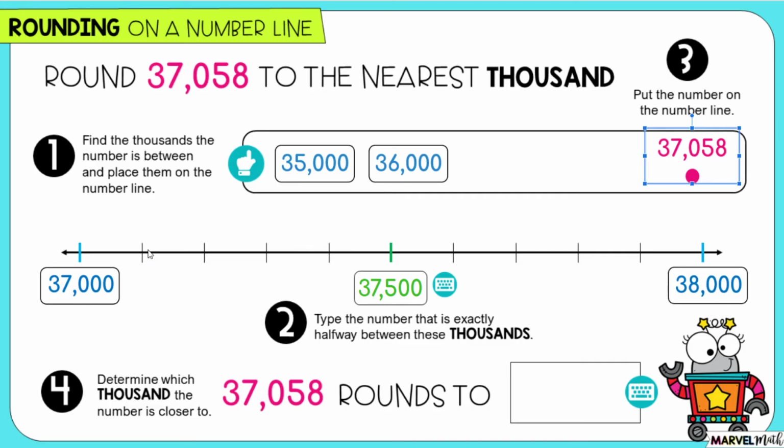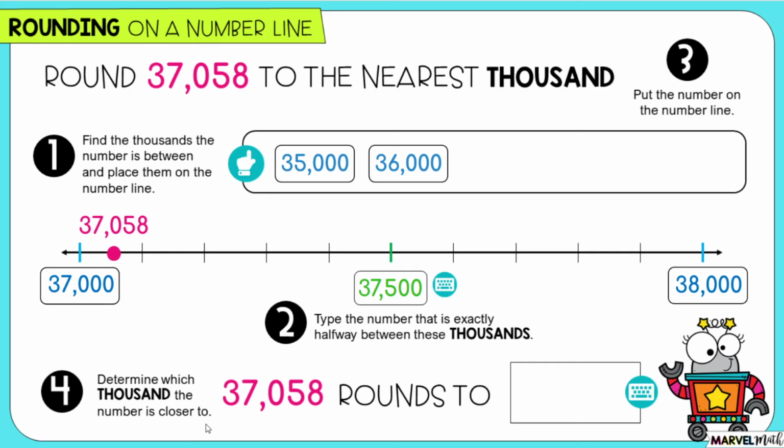So each of these counts by 100, and you can see this one's going to be close to 37,000. It's going to be between 37,000 and 37,100, which would be represented right here by this tick mark. And it's a little bit closer to the right.